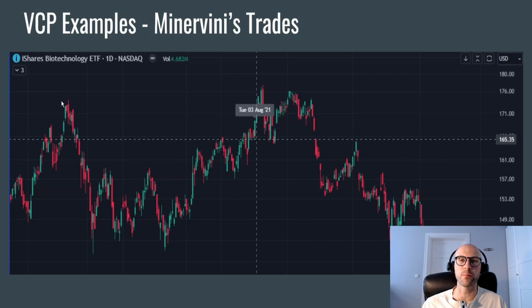Here's another example of an actual trade. Mark has entered on this day, and if we consider a longer base, yeah, we can see that the recent trading range was a little bit smaller compared to older data.